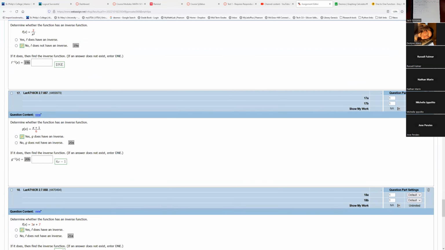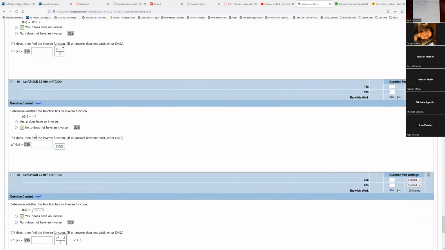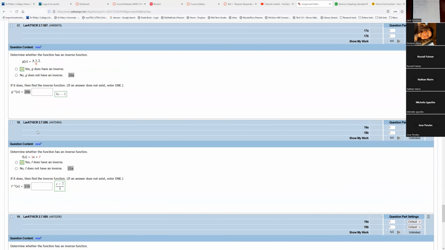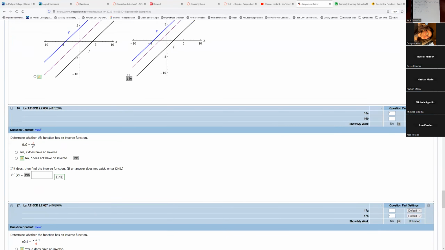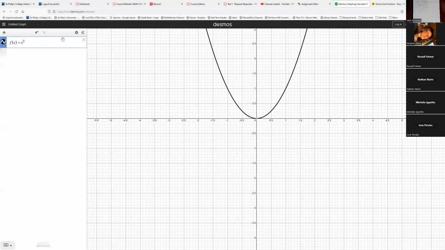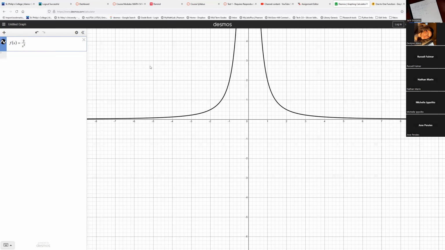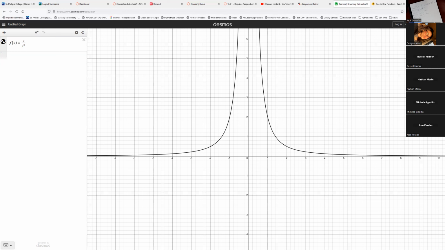For 16, 17, 18, 19, 20, all these right here, all you have to do is graph them and then check: does it pass the horizontal line test? At the very beginning, we talked about that. So look at 2 over x squared. You see how this does not pass the horizontal line test, right?